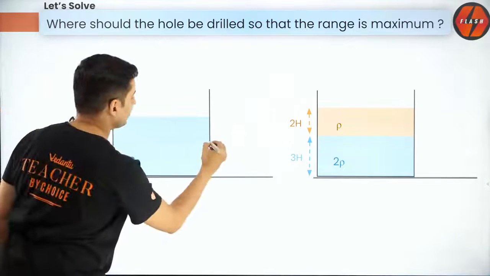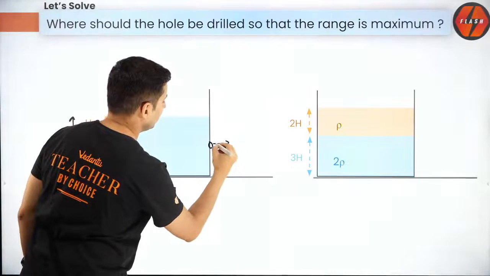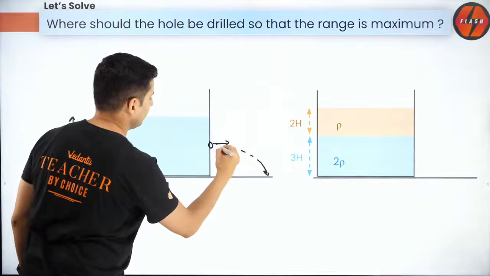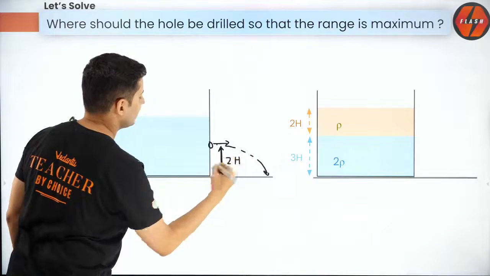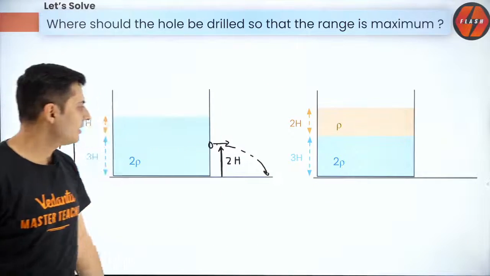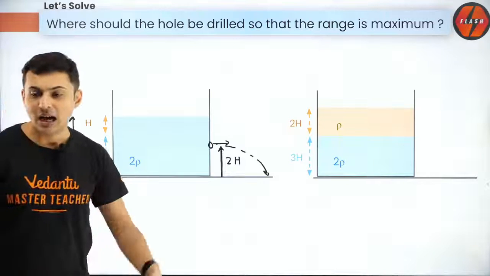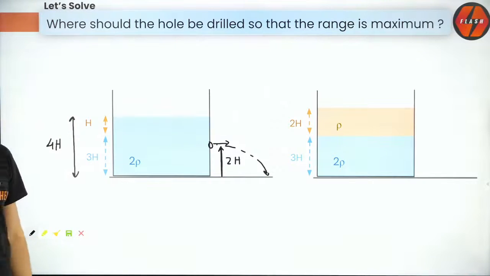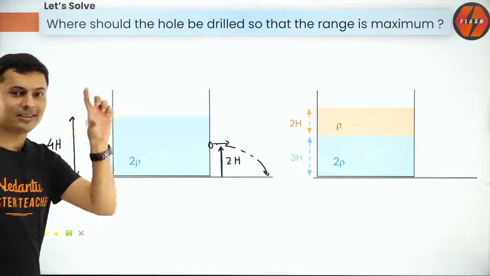Where will I drill the hole? Obviously that hole should be drilled for maximum range exactly at a height of 2h. So where is 2h over here? Here, like this. So drill the hole at 2h and that's the answer. How simple it was. Yes, 17s. Height will be inversely proportional to density to maintain the same effect. Correct.